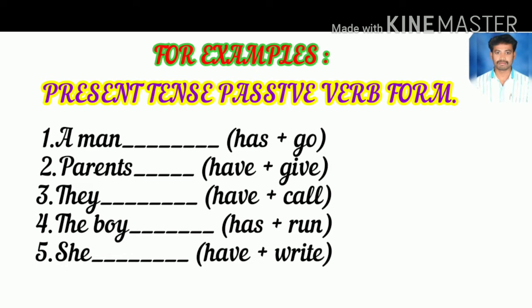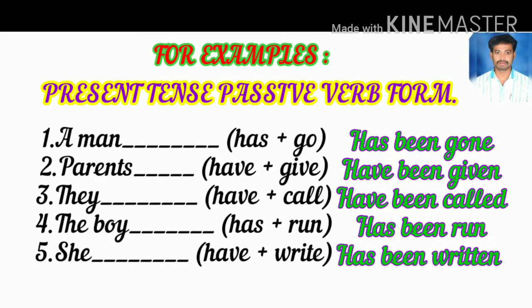And then she dash have plus write, so here has been written. Okay, have plus write, right is there, so that's why I want to use written. Okay, and then has been written. Okay, have you understood this one?